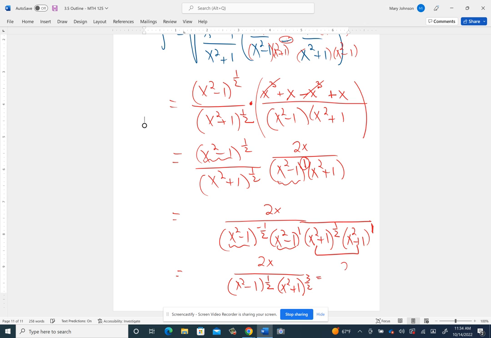Okay, so that would be 2x over square root of x squared minus 1, and then square root of x squared plus 1, but it would be to the 3rd power. Okay. All right.